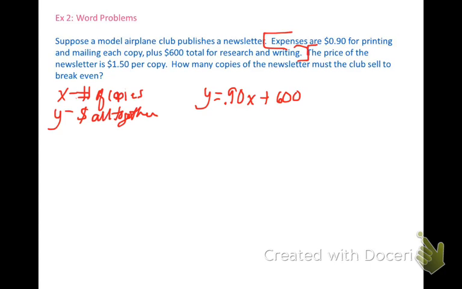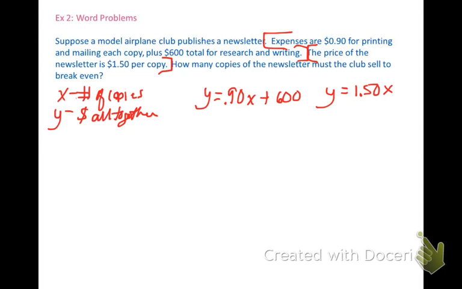Okay, now the second one is the second sentence. The third sentence is our second equation we're going to deal with, and it's the price altogether, the amount of money, and the expenses per copy. So they're going to sell their copy for $1.50 per copy. Not plus membership, it's just $1.50 per copy for the newsletter.